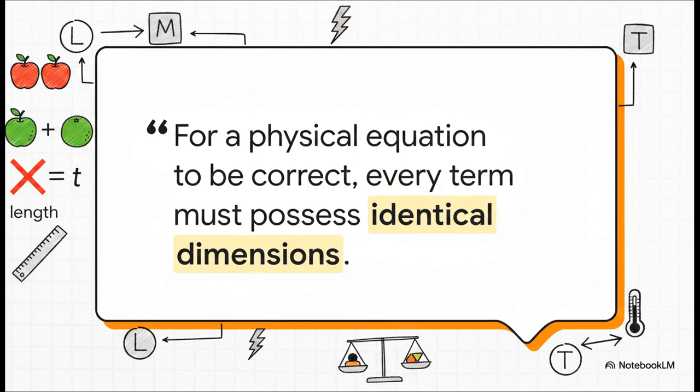It's that simple. You can't add a distance to a time. You can't set a velocity equal to an acceleration. Every single term in your equation, anything separated by a plus, a minus, or an equal sign, must have the exact same fundamental dimensions, period.